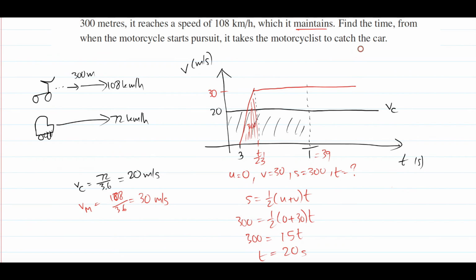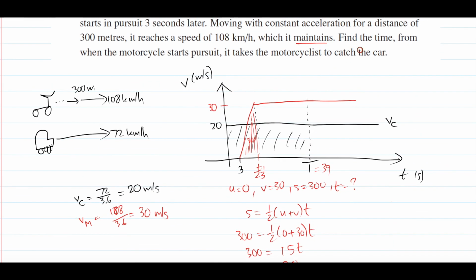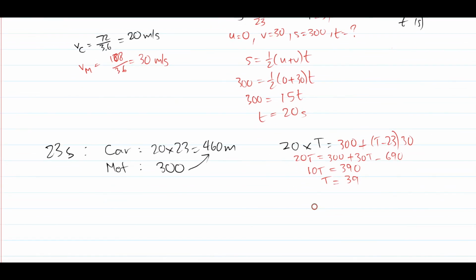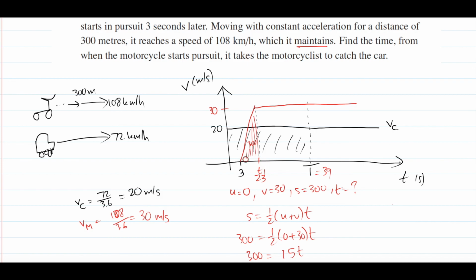Well, the question though, if you actually put 39, it's actually wrong, because the question says find the time from when the motorcycle starts pursuit. It starts pursuit at 3 seconds, after 3 seconds only. So you have to go 39 minus 3, to get your final answer, which is 36 seconds. So after 36 seconds of pursuit, the motorcycle catches the car, and that's because the areas equal each other.